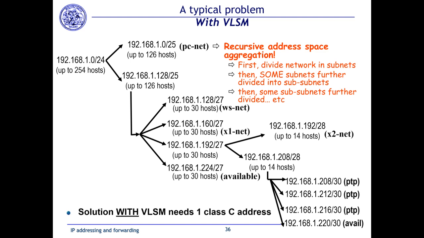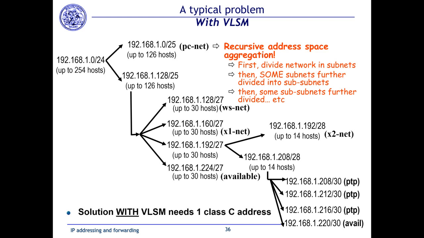And here we have a block of 32 that is free. We can split it into two blocks of 16. So we start from slash 27. We extend by 1 bit. We create two blocks. Now we are at slash 28. The first block is assigned to the LAN. We are left with one block of 16.